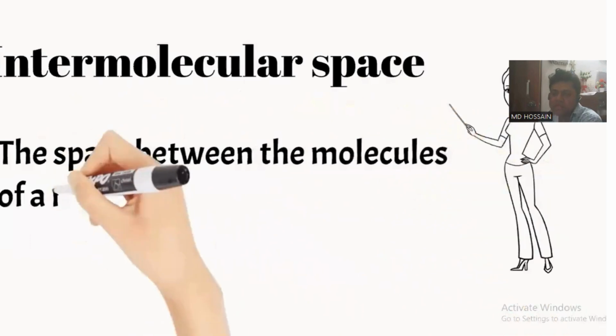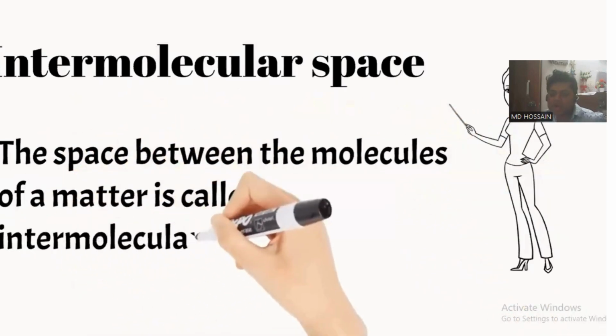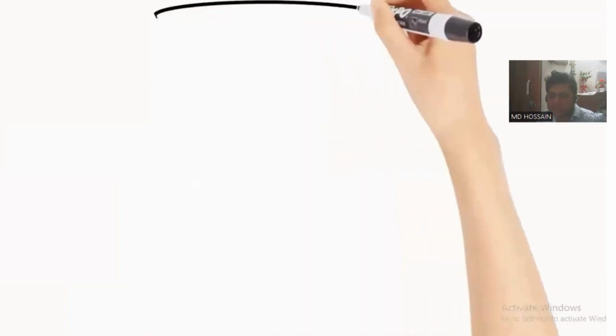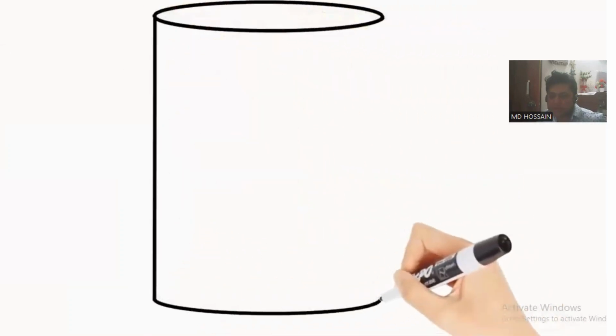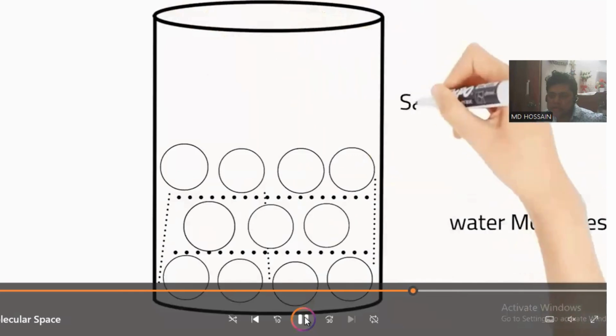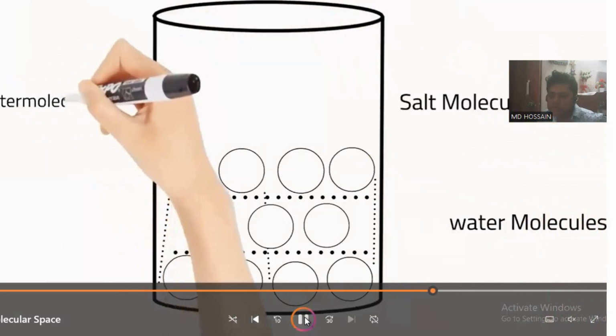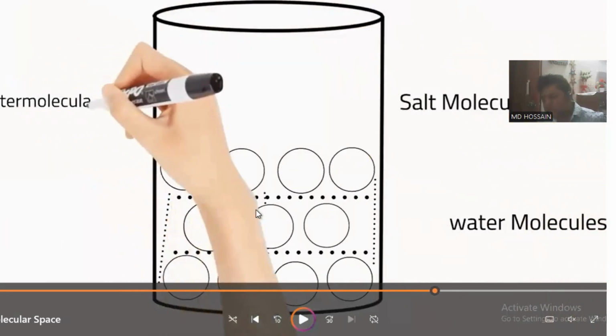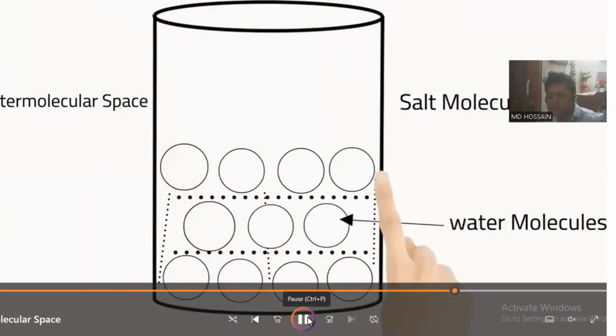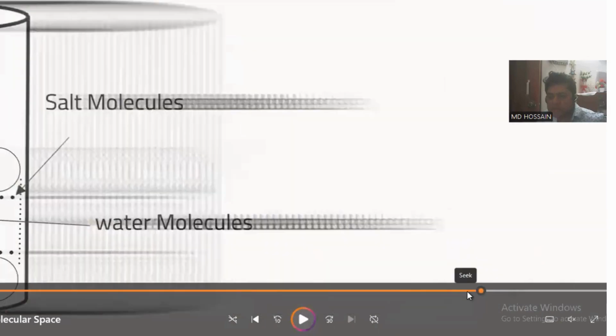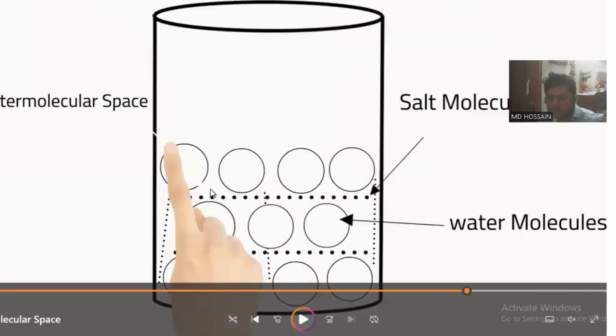Intermolecular space, the space between the molecules of a matter, is called intermolecular space. So now we are taking a beaker, water molecules and salt molecules. Can you imagine? There are water molecules and salt molecules. Okay. Now you can see here the intermolecular space. If we draw this one, this one, intermolecular space. Can you see?